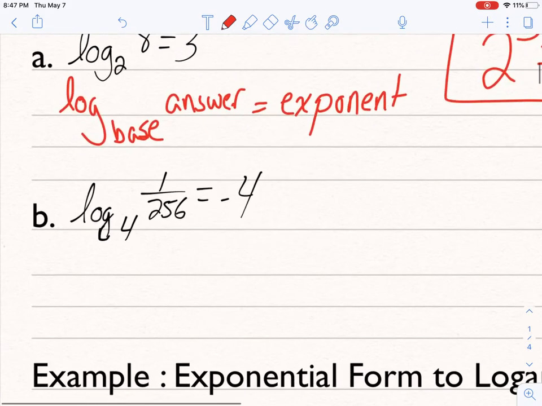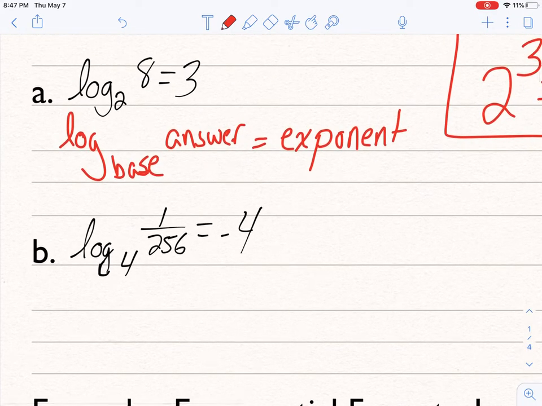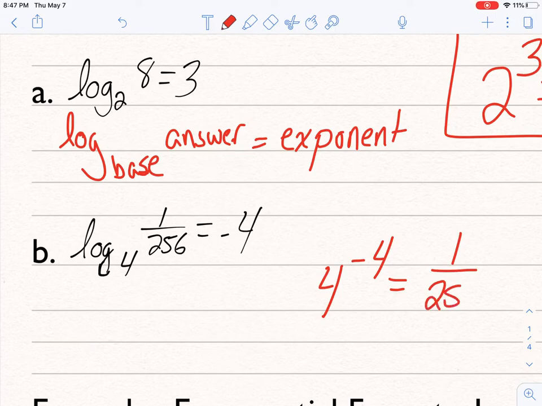How about moving down here? Log base 4 of 1 over 256 equals negative 4. So my base is 4. My exponent, again, is to the right of the equal sign, so 4 to the negative 4 equals 1 over 256.